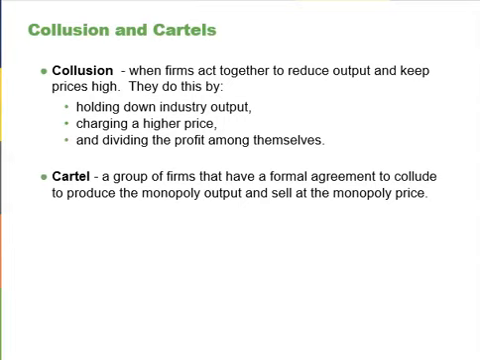A group of firms that have a formal agreement to collude to produce the monopoly output and sell at a monopoly price is called a cartel. In the United States, as well as many other countries, it is illegal for firms to collude since collusion is anti-competitive behavior, which is a violation of antitrust law. Both the Antitrust Division of the Justice Department and the Federal Trade Commission have responsibilities for preventing collusion in the United States. The problem of enforcement is finding hard evidence of collusion. Cartels are formal agreements to collude. Because cartel agreements provide evidence of collusion, they are rare in the United States.